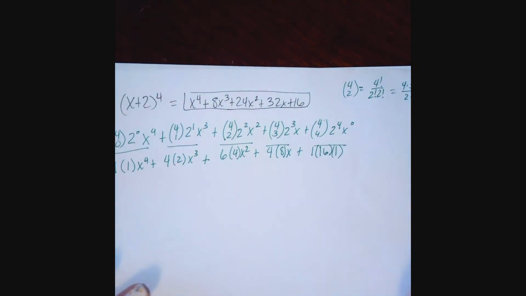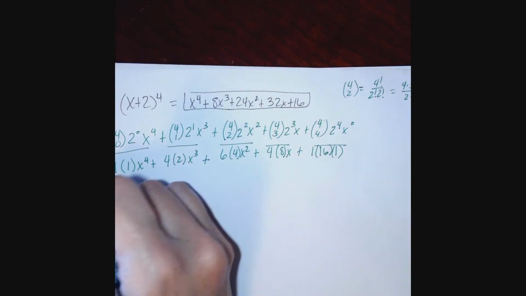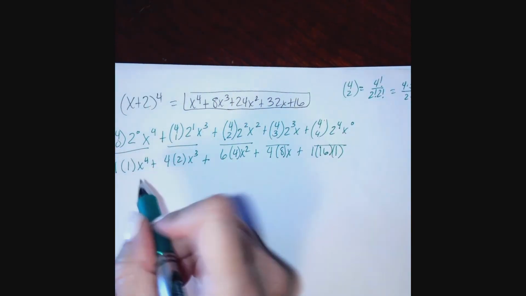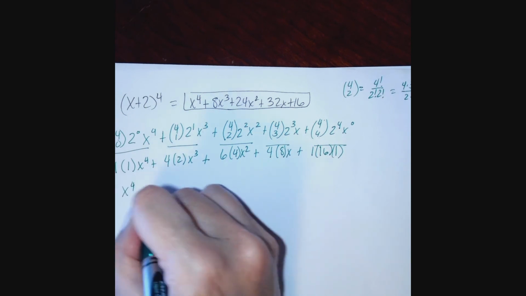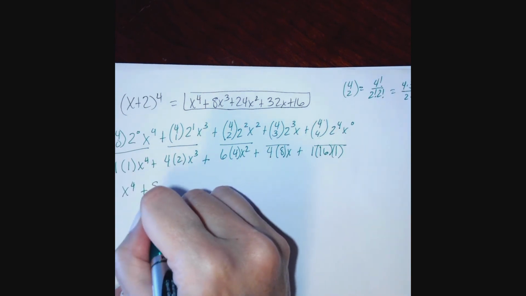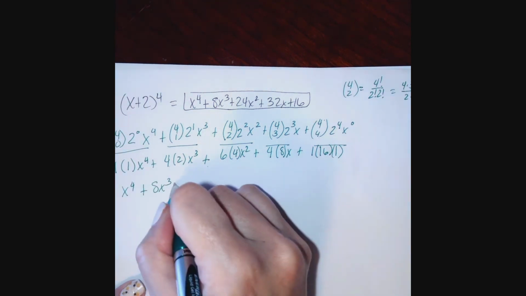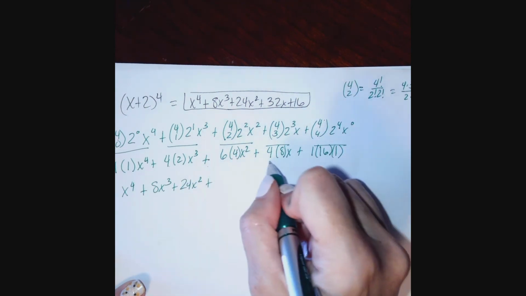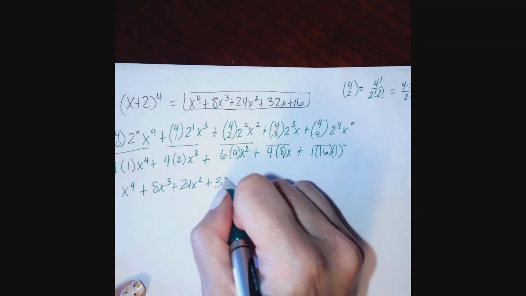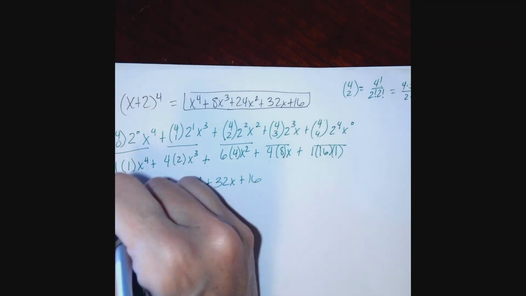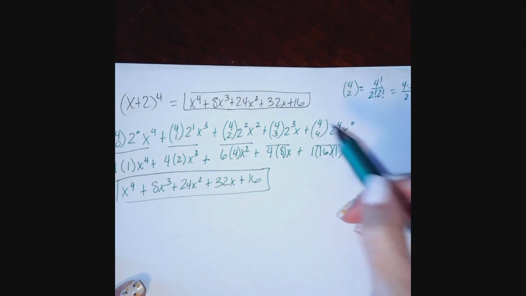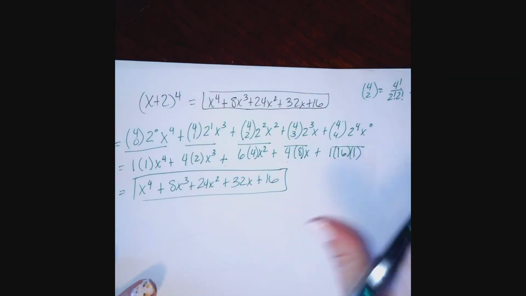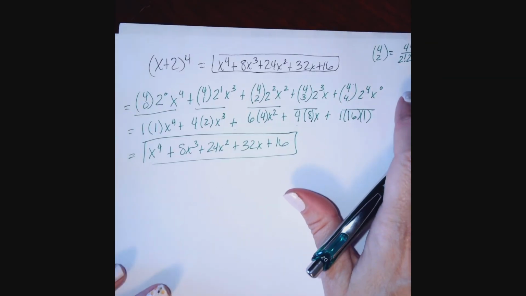When I finish this off, I have x to the fourth plus 4 times 2 is 8x cubed, plus 6 times 4 is 24x squared, plus 4 times 8 is 32x, plus 16, which is exactly what I got when we did it the other way at the beginning of the lecture.